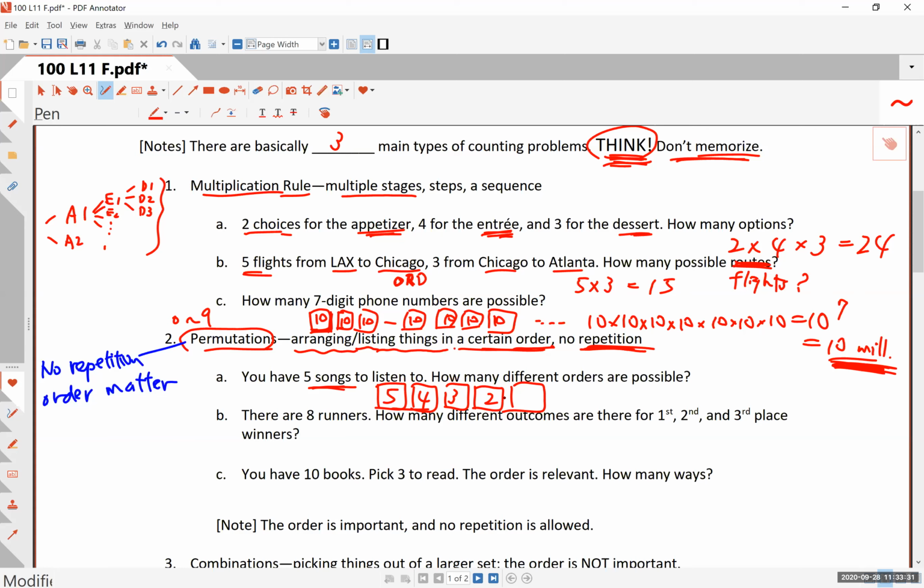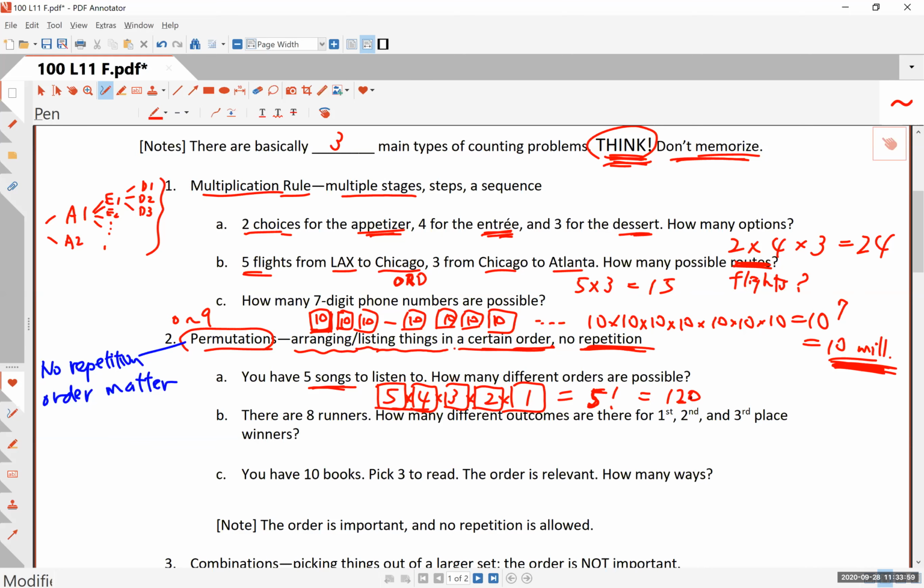There's only one song left and you don't have much of a choice. So you have one song to choose from for your last song. So you multiply all of these, okay? In terms of a mathematical formula, this is called 5 factorial. You do 5 times 4 times 3 times 2 times 1, and that's 120. So you can construct 120 different playlists out of 5 songs, okay?